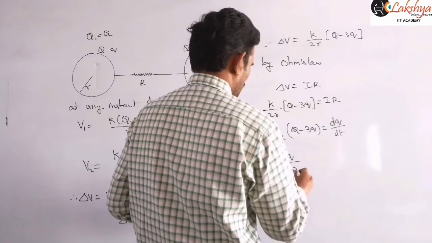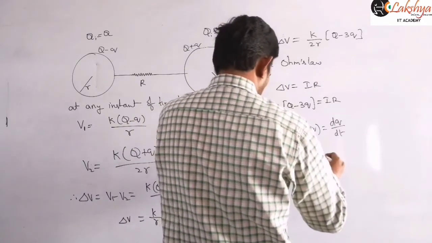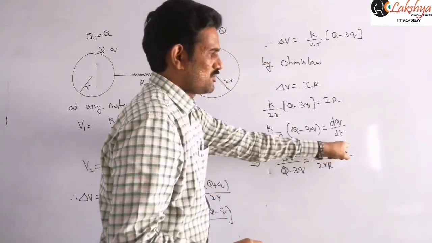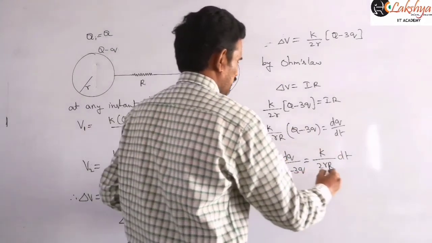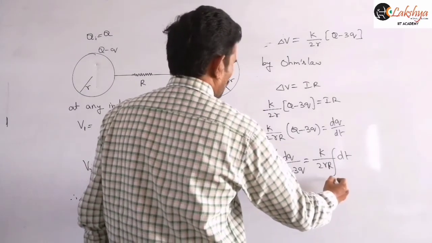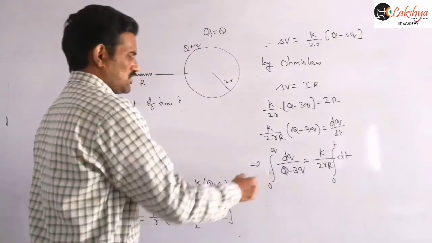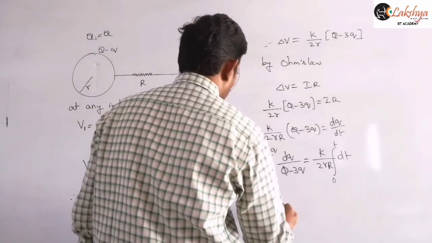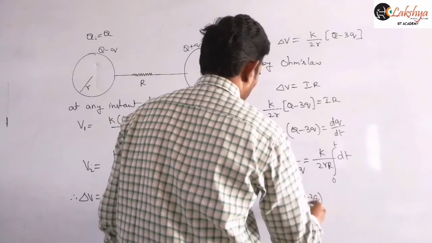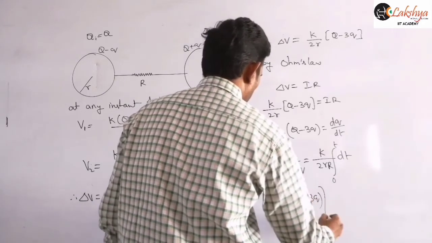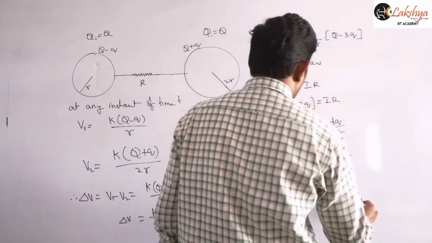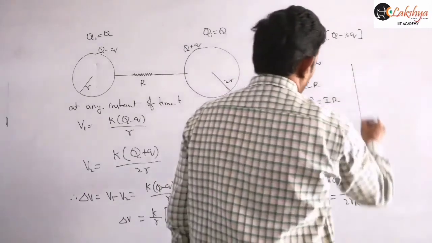dq by Q minus 3q is equal to K by 2R into R into dt. Just we are rearranging the terms, this q terms I am writing this side and dq terms I am writing this side. Right, and this is from 0 to t at any instant of time. So, this is nothing but I can write this as minus 1 by 3 into ln Q minus 3q, right. And so, limits will be from 0 to q, and this is kt by 2R into r you will get. And just we need to further simplify this.